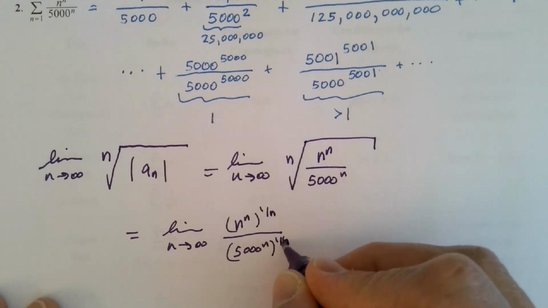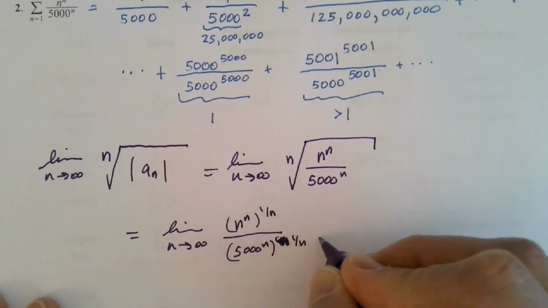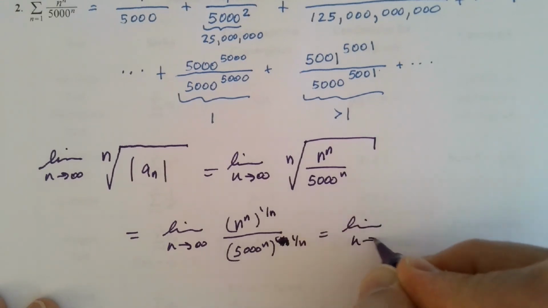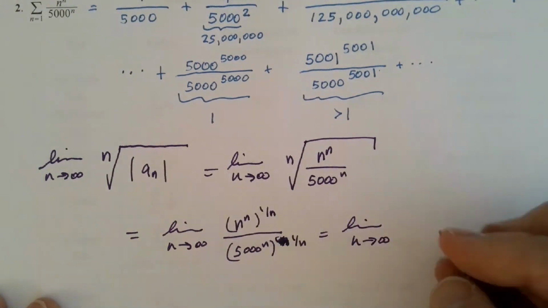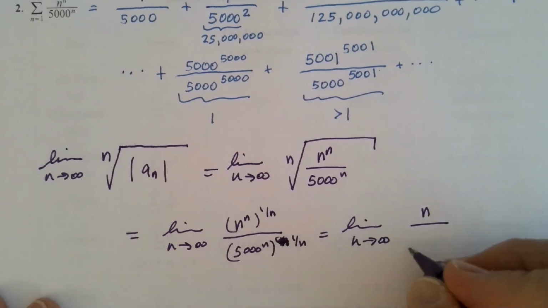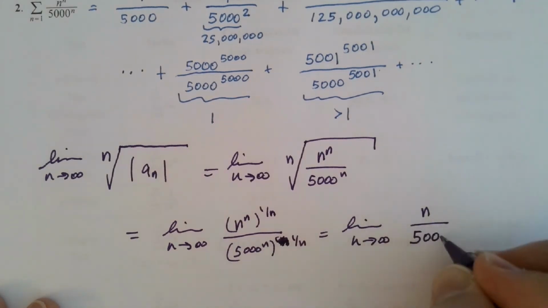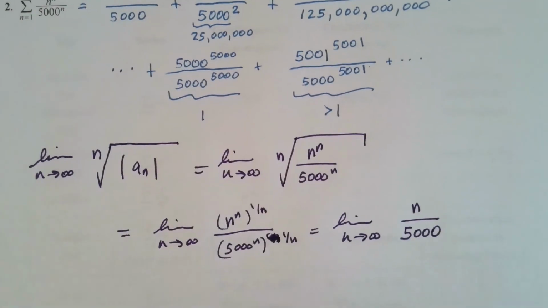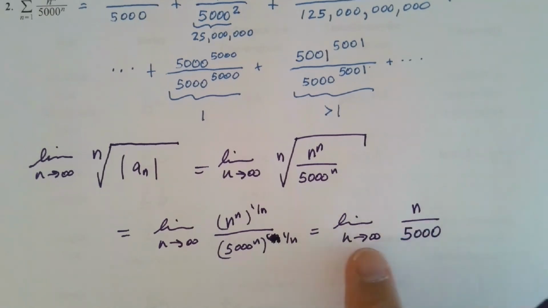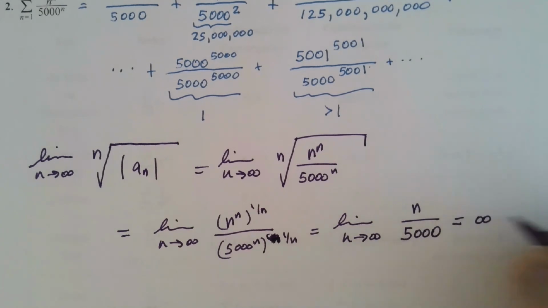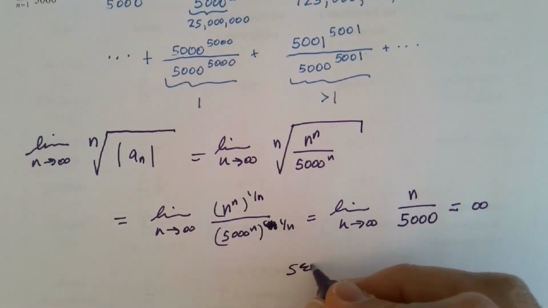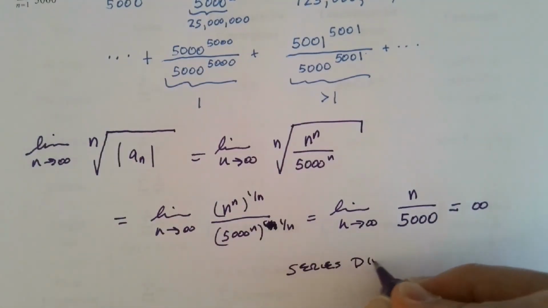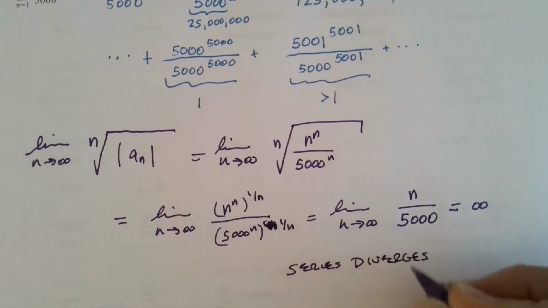All right, then of course this is just what? n over what? 5,000. Now 5,000 is a pretty big number, but if n's going to infinity, what's going to happen? This thing is going to go to infinity, and therefore the series diverges by the root test.